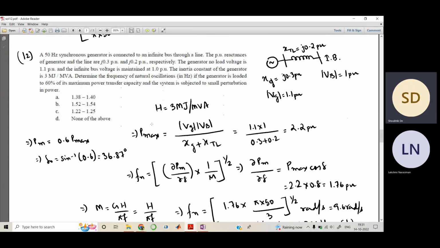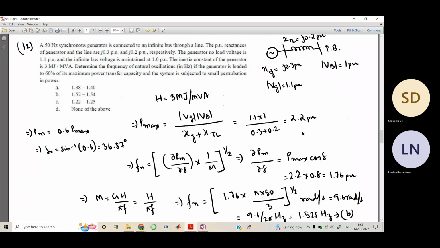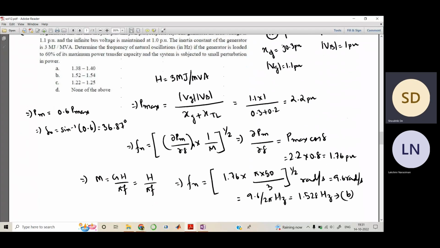Now also you calculate the P max, you know every value here, so it comes out to be 2.2 per unit. Now, you need this synchronizing power coefficient, del Pm by del delta. So you calculate this: 2.2 into cos of 36.87. So it comes out to be 1.76 per unit.